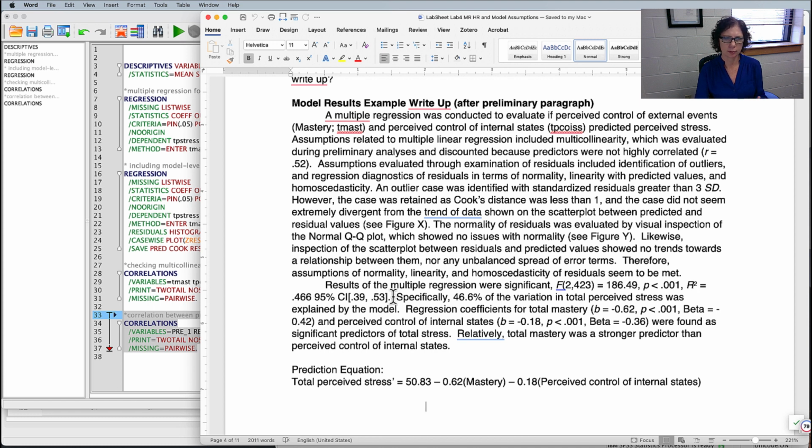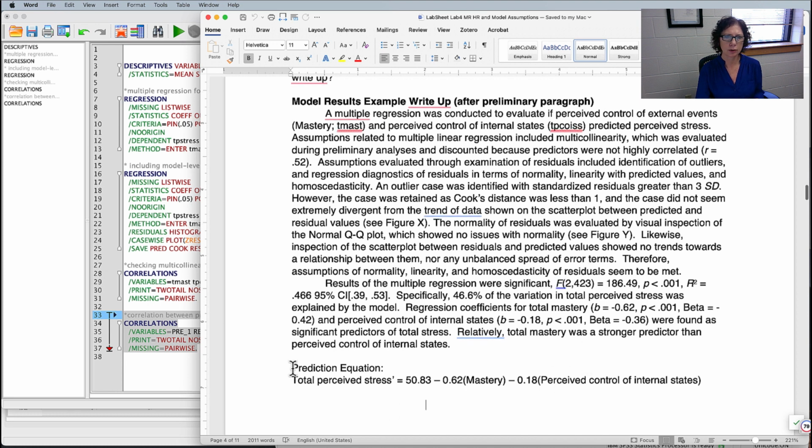All of it, like we did before, the 46.6% of the variation. So that's back to the regression that we ran in the first place, but I put all the information about checking the assumptions before I gave the reader the results of that model and the coefficients of that model.